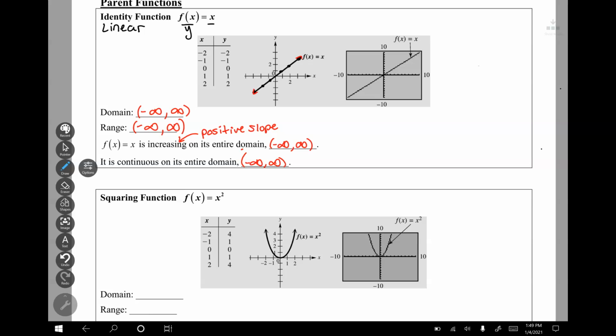Continuous means that as I trace this line, there's no spot where I would have to lift my pencil in order to continue tracing the line. So there are no holes, no asymptotes, there's just no break in that line. You could draw that entire line without picking your pencil up.